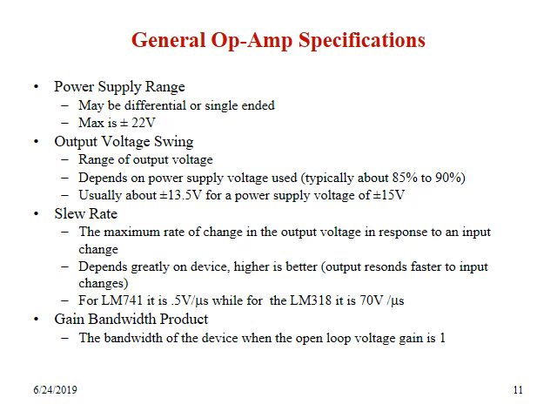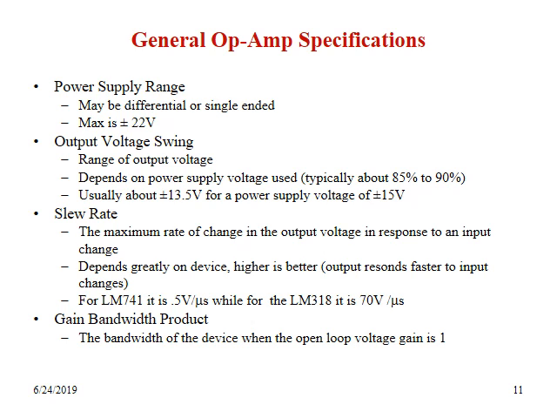Now output voltage swing is the range of output voltage. It depends on the power supply used. Typically we get an output voltage swing of 85 to 90% of the supply voltage. So if we are using a plus 15, minus 15 power supply, then usually we get an output voltage swing of plus minus 13.5 volts.